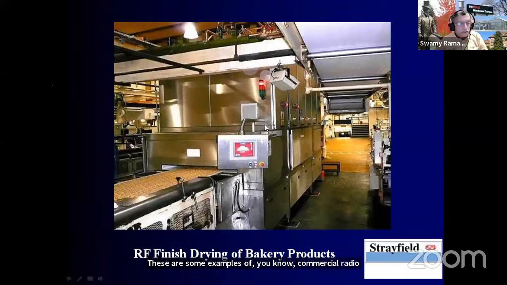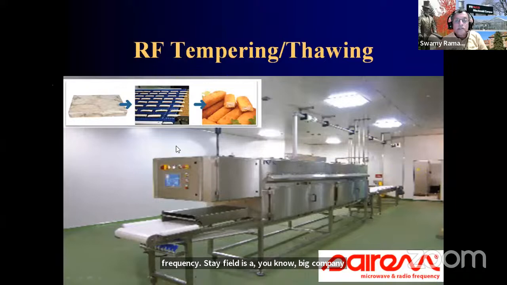This is for thawing, especially for fish products. Usually these products come in large blocks from high sea fishing, and they have to be tempered, because they come at minus 80 degrees and it's very hard. It's very difficult to cut. So these products have to be brought to near freezing temperature, like minus 5, to make them soft. That way it's easy to cut and prepare.